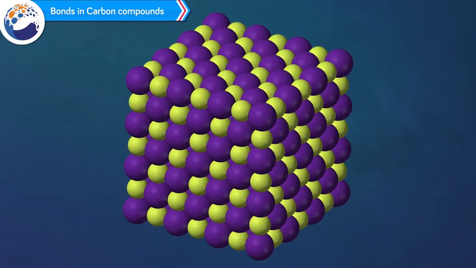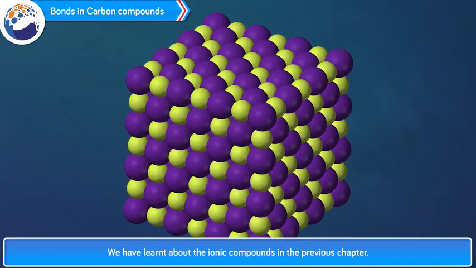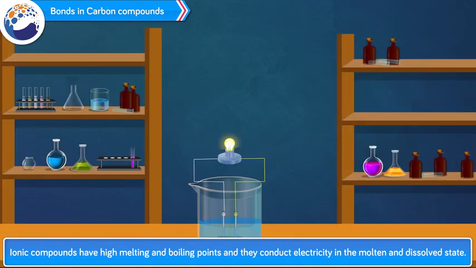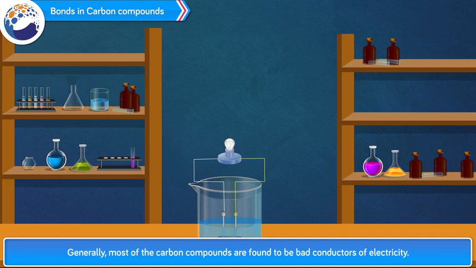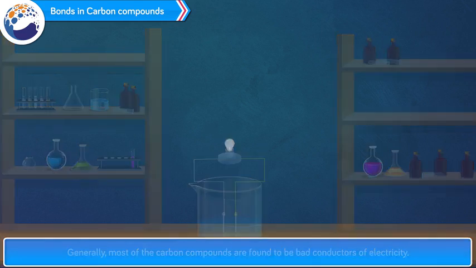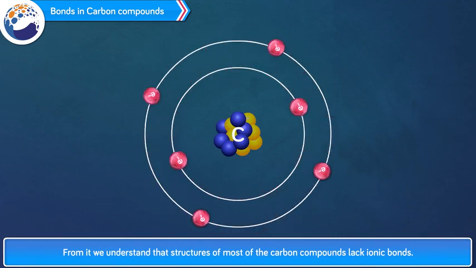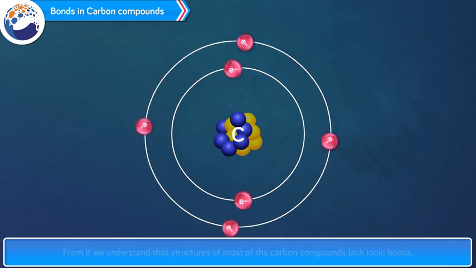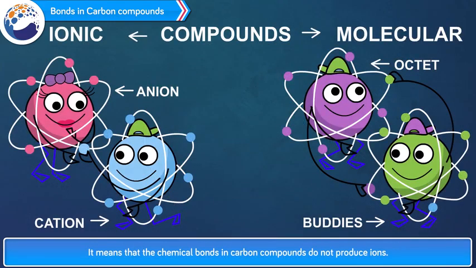Bonds in carbon compounds. We have learned about ionic compounds in the previous chapter. Ionic compounds have high melting and boiling points and they conduct electricity in the molten and dissolved state. Generally, most carbon compounds are found to be bad conductors of electricity. From this we understand that the structures of most carbon compounds lack ionic bonds. It means that the chemical bonds in carbon compounds do not produce ions.